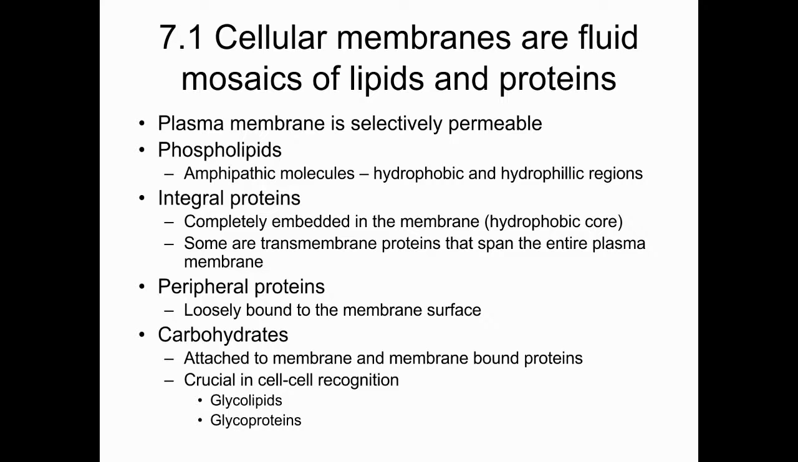We've mentioned carbohydrates like the oligosaccharides. They play a role in determining cell identification. So if I have A blood or B blood, the carbohydrate chain would either be an A carbohydrate chain if you have A blood, a B carbohydrate chain if you're B blood, or both if you're AB blood.